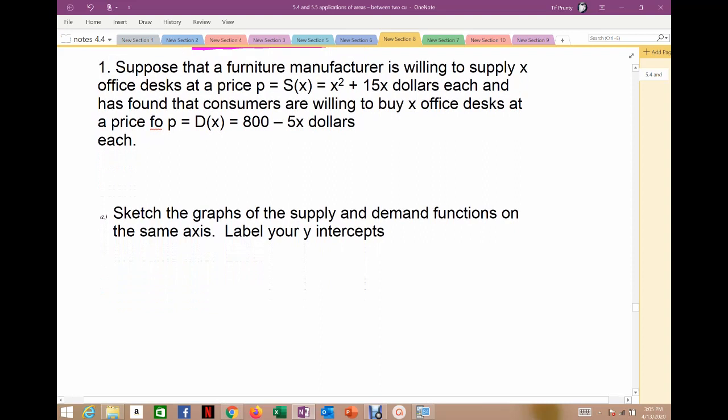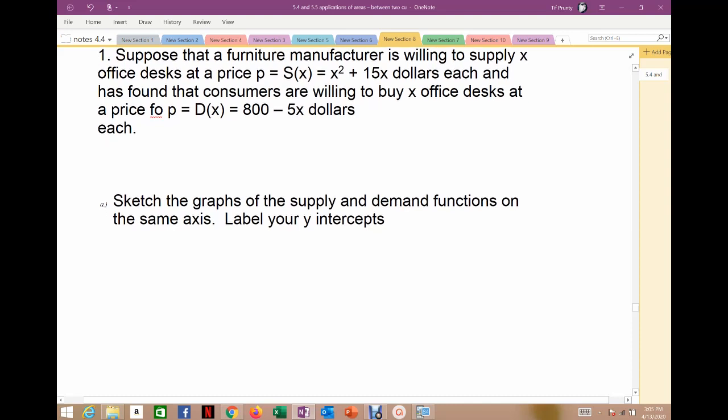Alright, so the first example. Suppose that we have a furniture company that's willing to supply x office desks at a price. Supply goes with the manufacturer. So p represents the price in dollars, and x is the number of office desks that they plan to bring to the market. Consumers are willing to buy, or demand, x office desks if they have a price set at that price-demand equation. That's our price-demand.